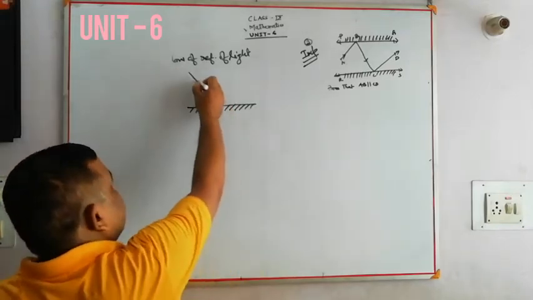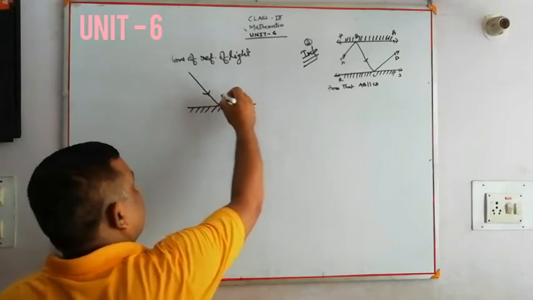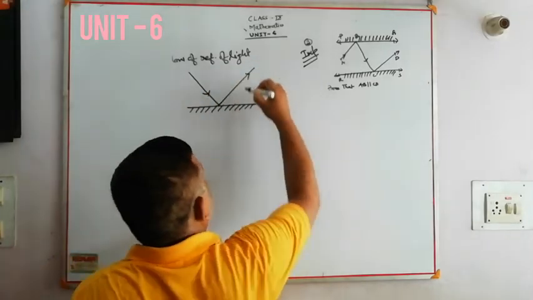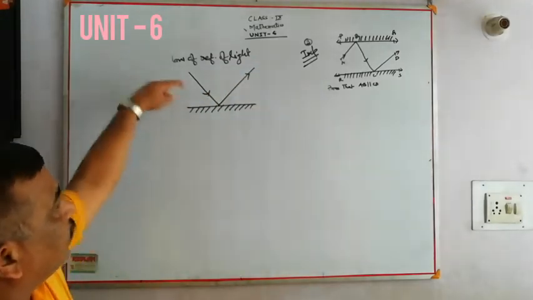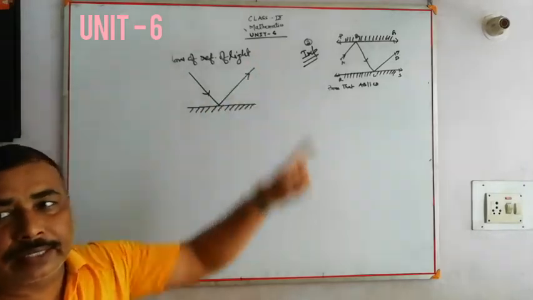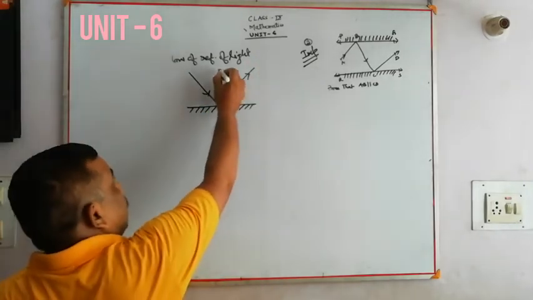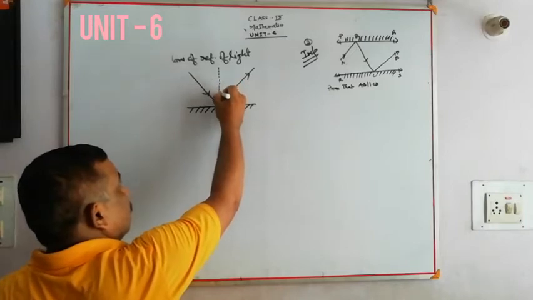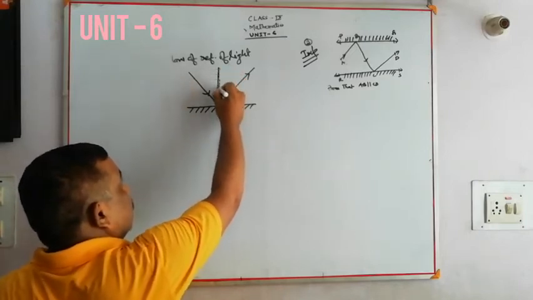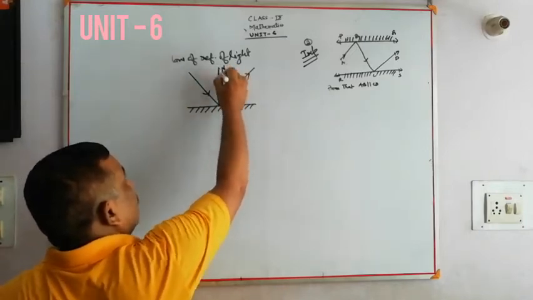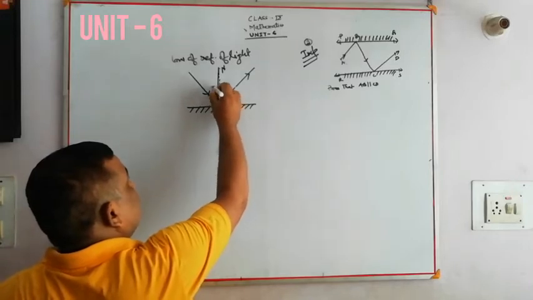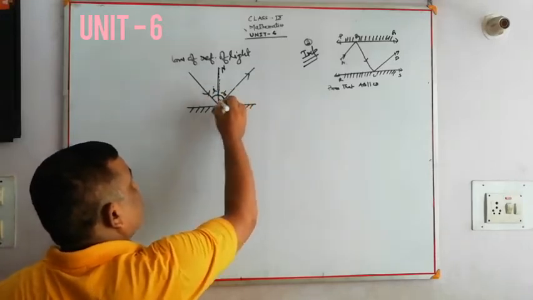That ray is the incident ray. That is the normal, and that is the reflected ray. Two rays: the incident ray and the reflected ray. That point is the normal. That angle is the incident angle, and that is the reflected angle.